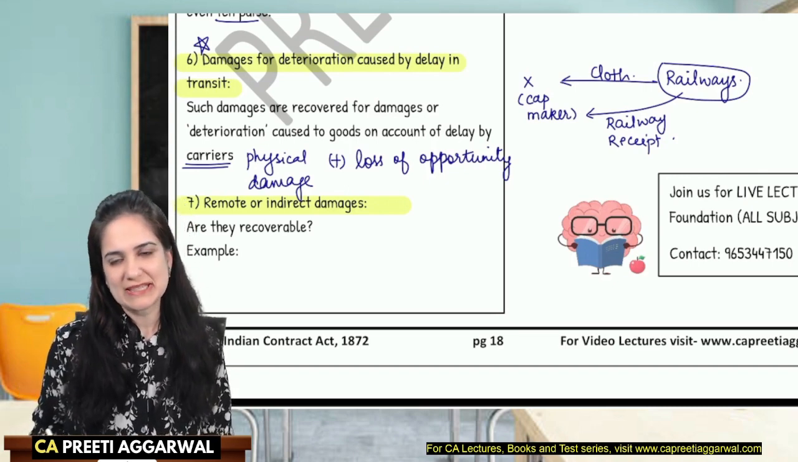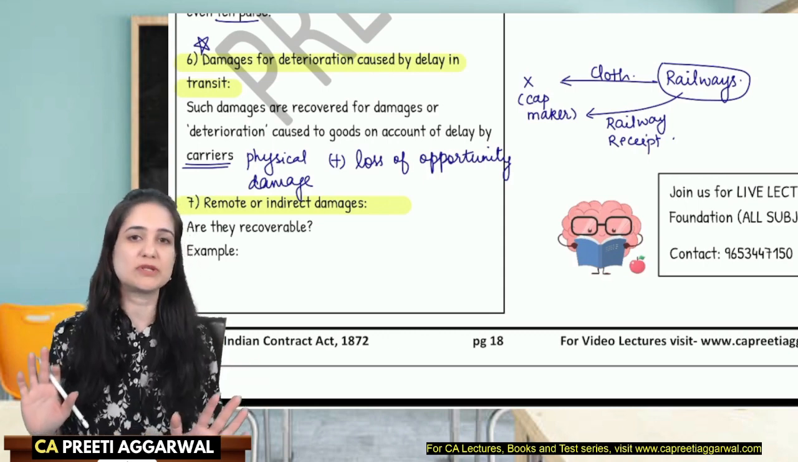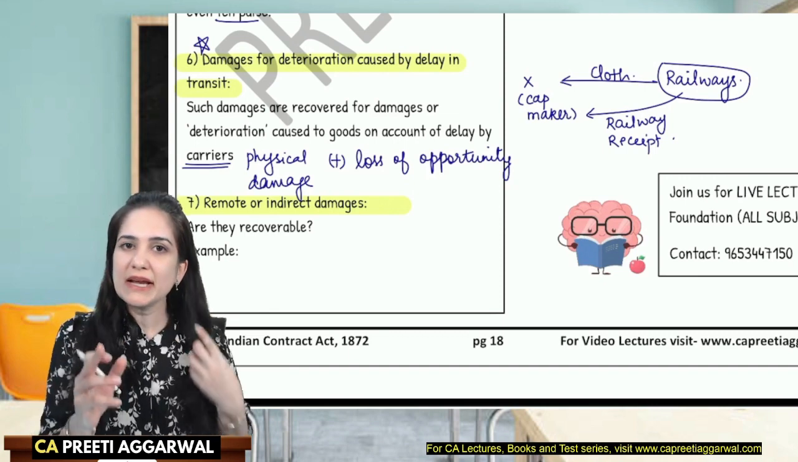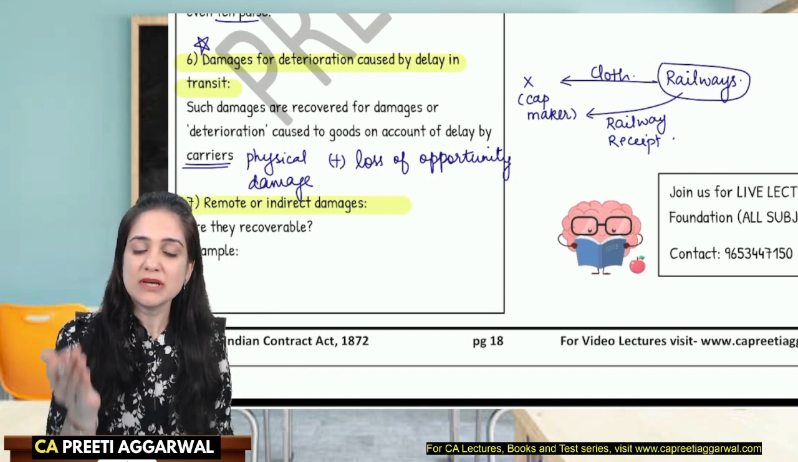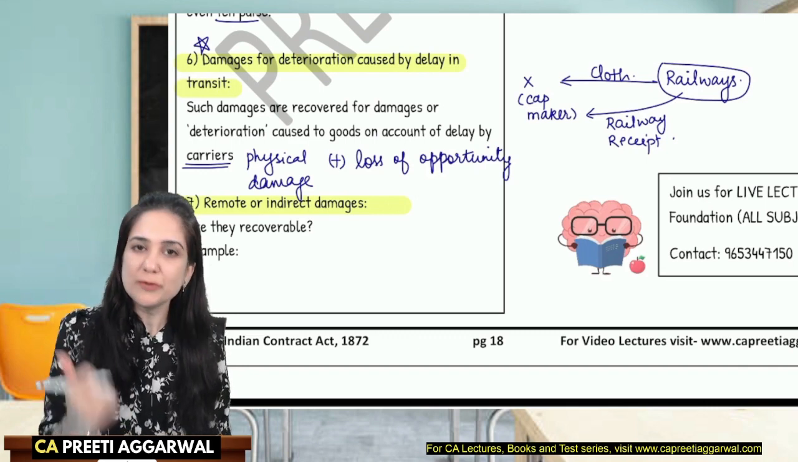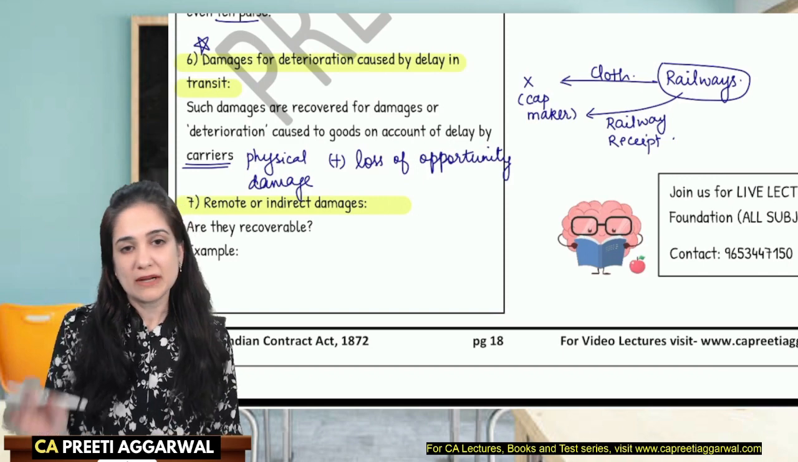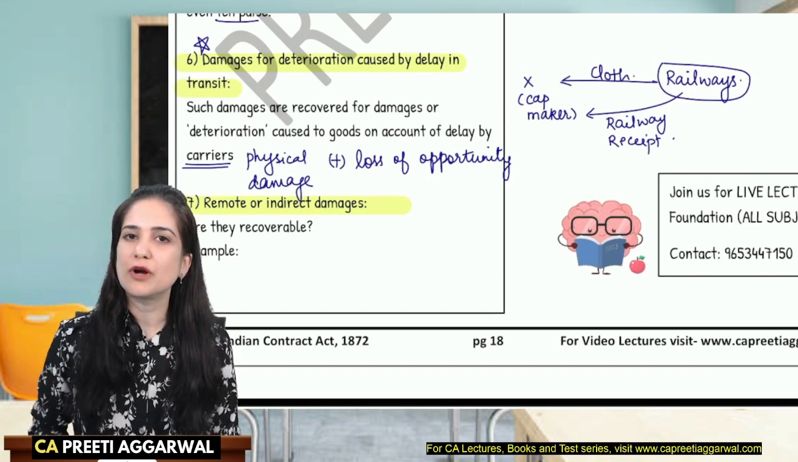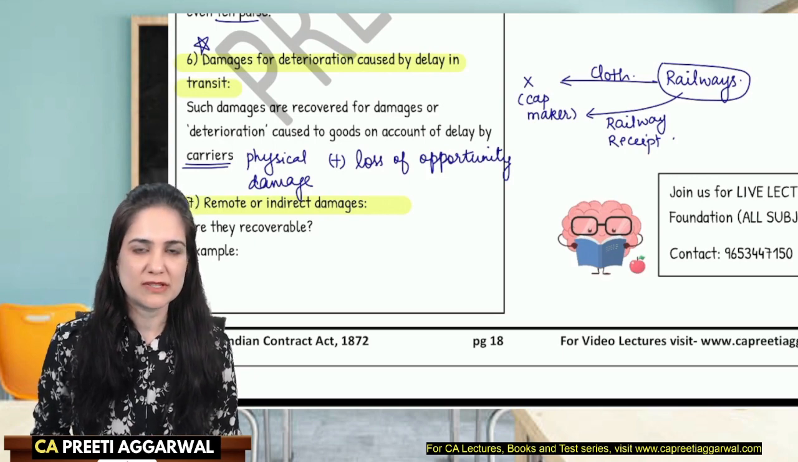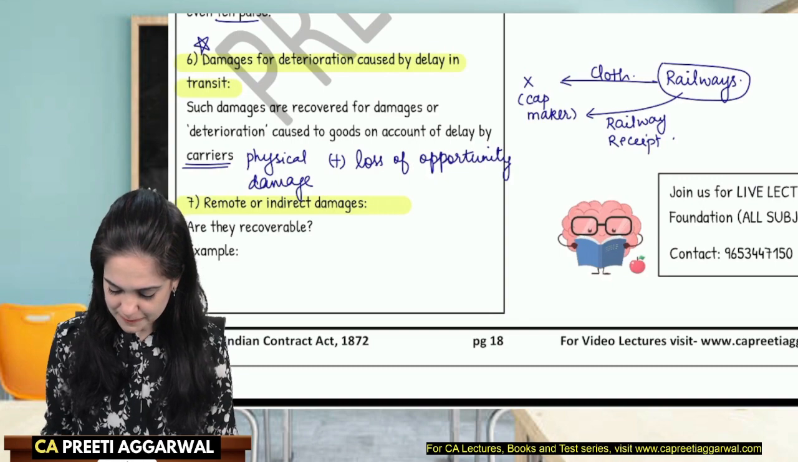So in this case, he can claim damages even though he has not communicated the special circumstances. Can he claim special damage? He would have lost the case, because for special damages it is important that you have to communicate those special circumstances to the other party. But in case of deterioration during transit, you can claim damages even though you have not communicated the special circumstances to the other party. So they can be claimed even though there is no communication.